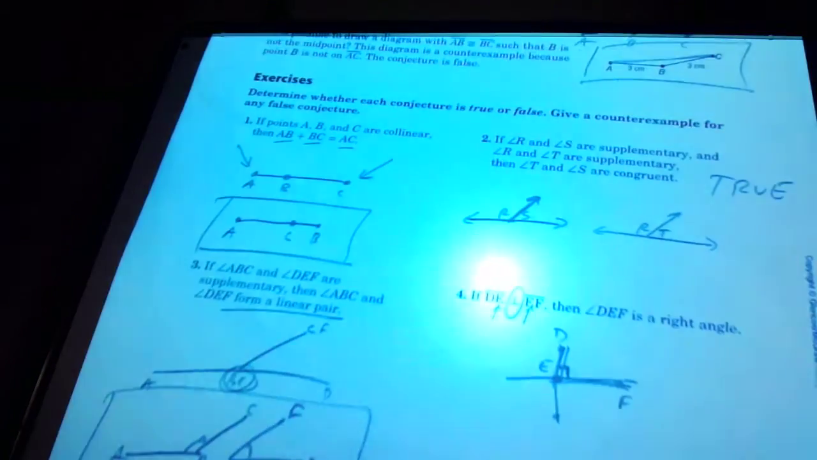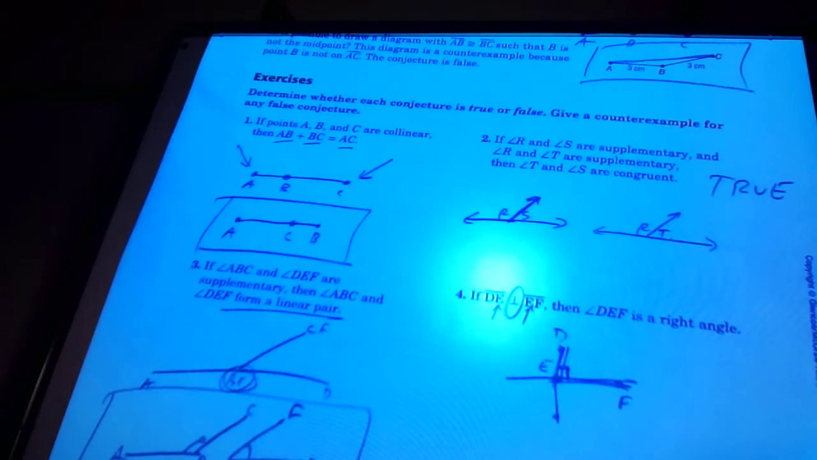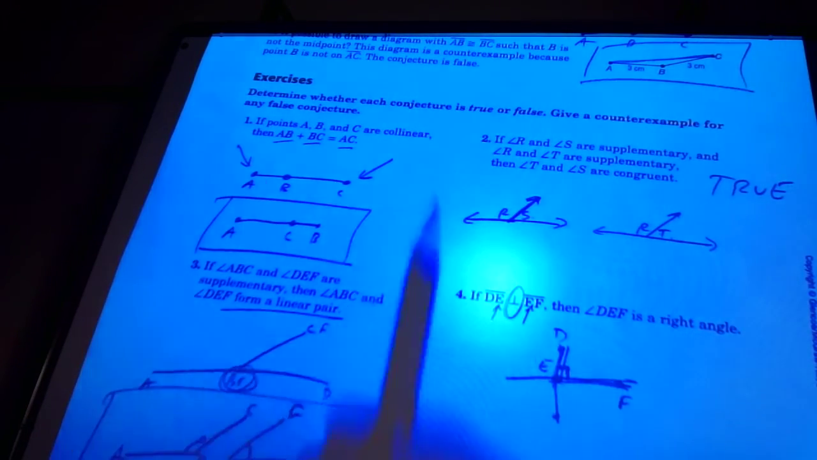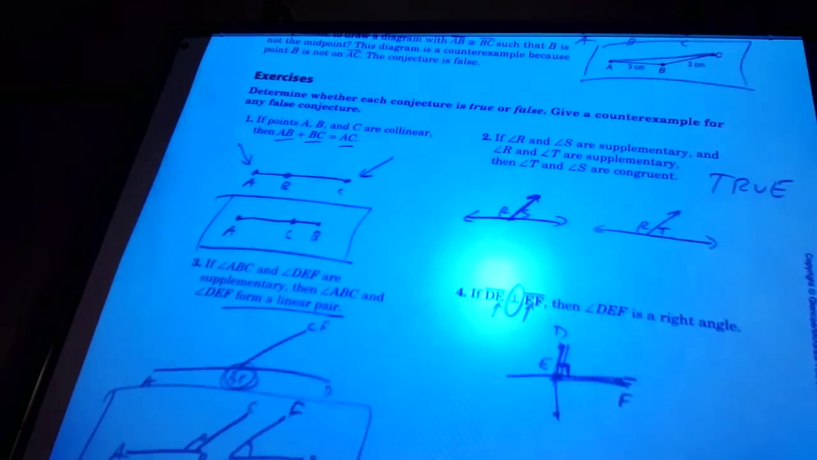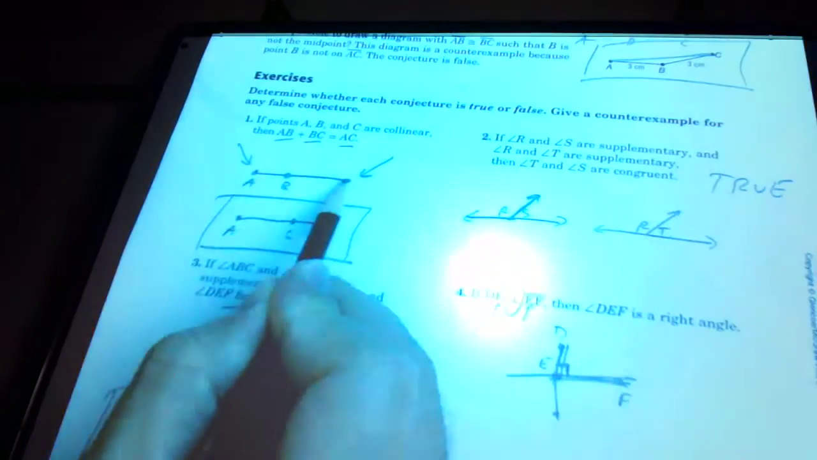All right, here we go. Same thing. Jumping out of these four. Determine whether each conjecture is true or false and give a counterexample for any false conjecture. All right, here we go. If A, B, and C are collinear, then AB plus BC equals AC. It's easy to go draw that and make it true. Here you go. AB plus BC is AC.